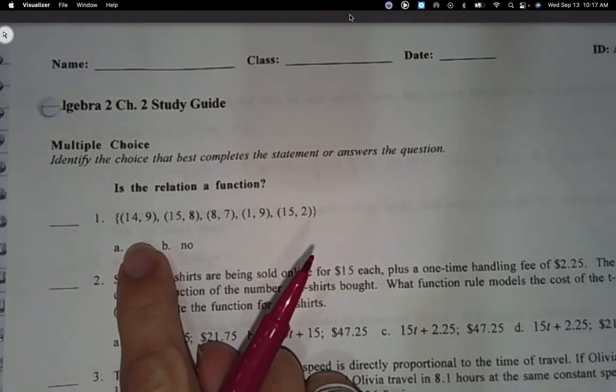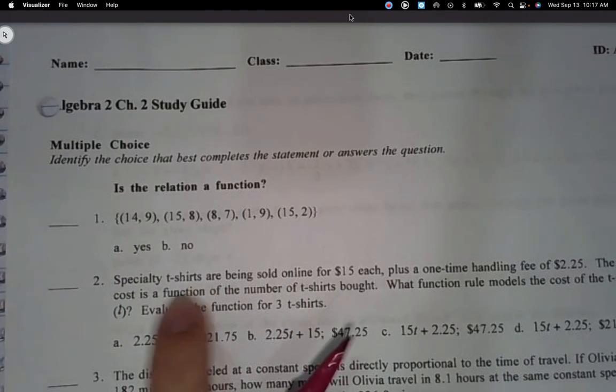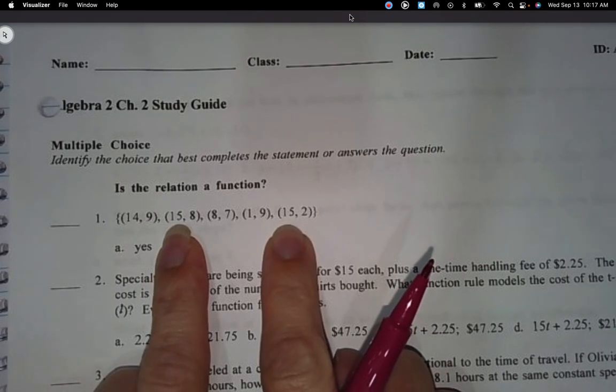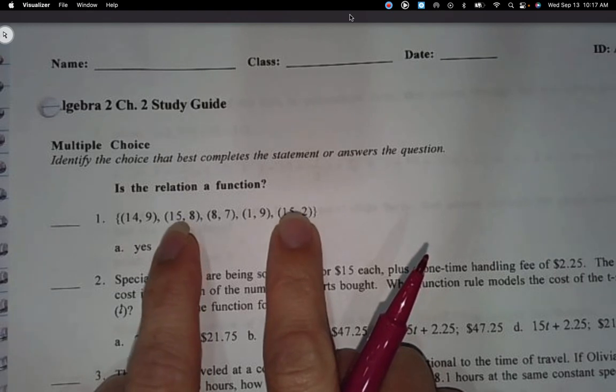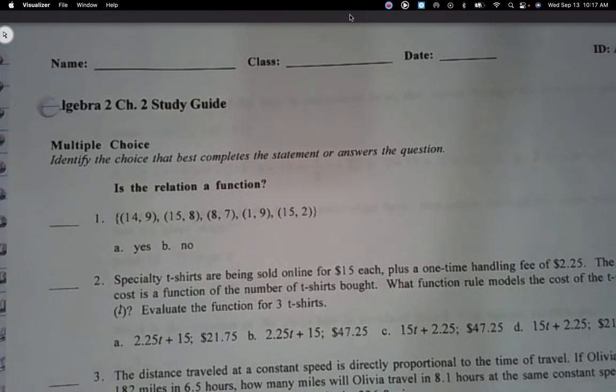So number one. First of all, is this a function or not? No. Why not? Yeah, your x values cannot repeat. You cannot have the same x values. Do y'all see the 15s? Those are x values. So your answer is no on that one. Okay?